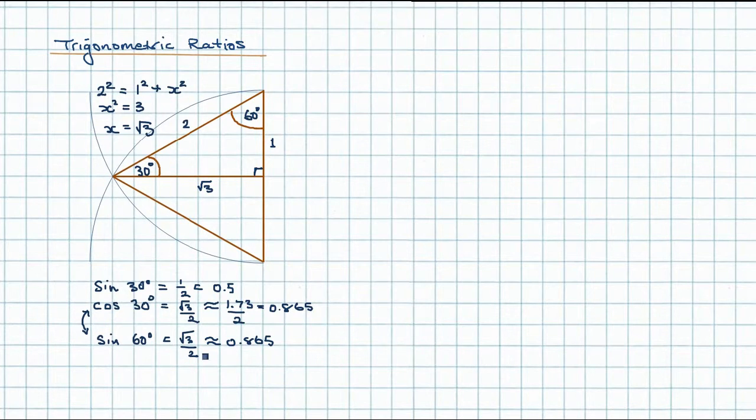Let's have a look now at finally the cosine of 60 degrees. Again, looking at our 1, 2, root 3 triangle, the cosine is the adjacent side over the hypotenuse. The adjacent side is 1, the hypotenuse is 2, so we've got 1 over 2. And that's not approximately, but exactly equal to 0.5. So we've got 4 values there for the trigonometric ratios in the 1, 2, root 3 triangle. In other words, in connection with the angles 30 degrees and 60 degrees.